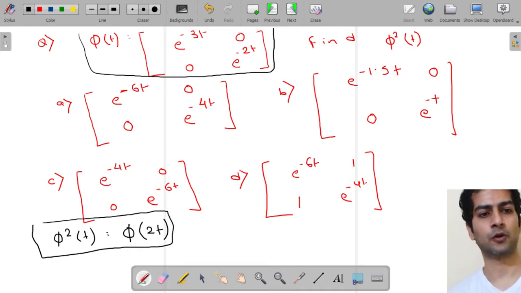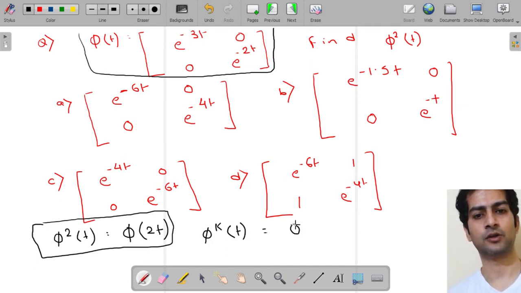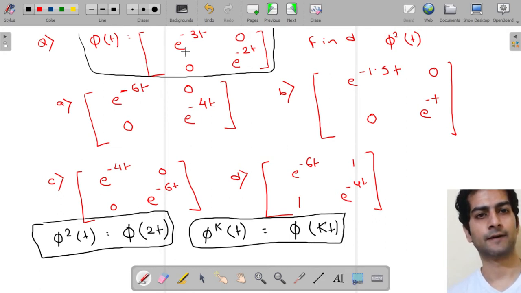We have seen in the property of STM where I wrote that phi to the power kt will be equal to phi kt. So it's a direct question on the property of STM. So let's see what will be the option. This will be the option: e to the power minus 6t, 0, 0, e to the power minus 4t. Okay, easy.